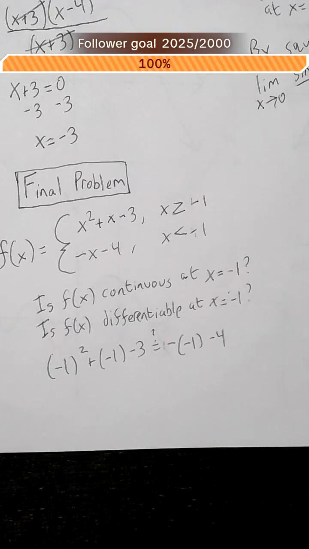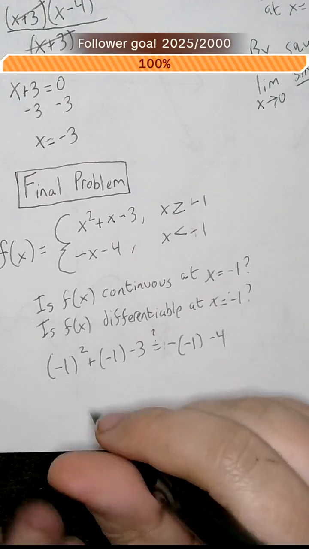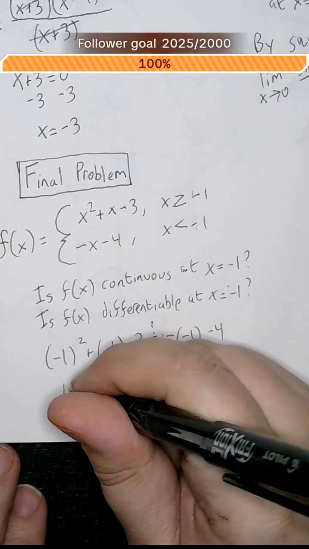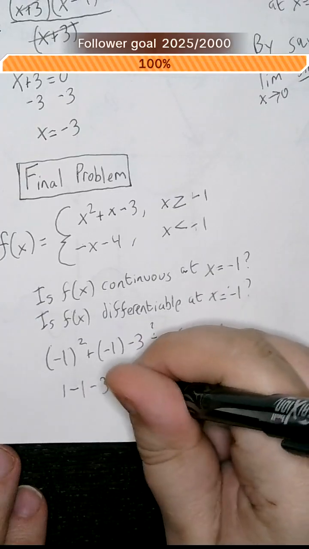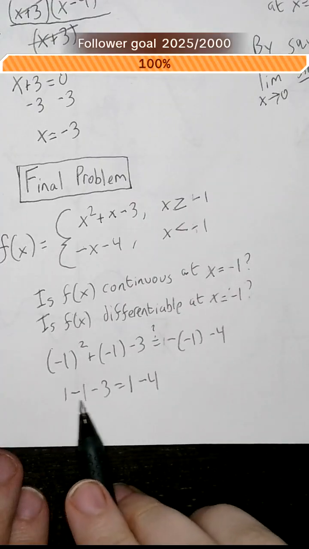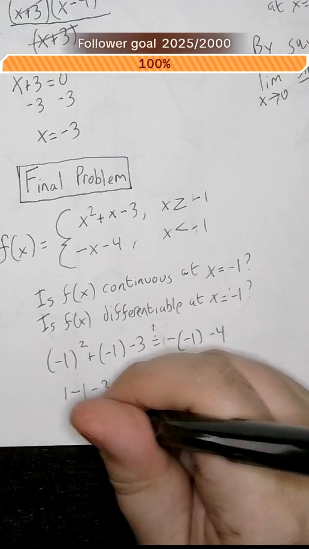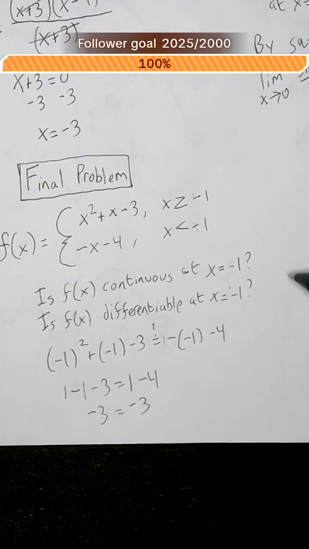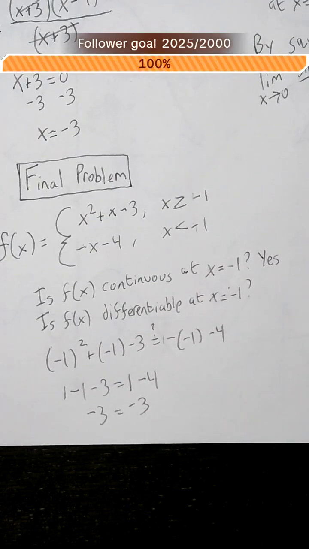Imperfect says they're both equal. If they are, what would they equal? So are they equal? And if they are, what would they both equal? DJ says they both equal -3. Imperfect says -3. Yeah. So let's see if they're right. (-1) squared is -1 times -1, which is 1. Plus a -1 is 1 minus 1, minus 3. And then negative times -1 is +1, minus 4. 1 minus 1 is 0. 0 minus 3 is -3. And 1 minus 4 is also -3. So is f continuous? Yes, it is. Now, is it differentiable?